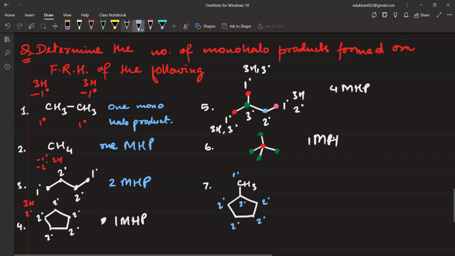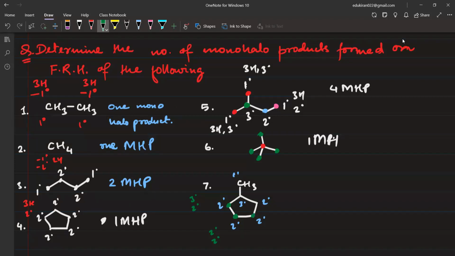So if I talk about this one here, this carbon atom, this 2 degree, is attached with 3 degree, 2 degree. And all of them are having 2 hydrogens, so I am not going to talk about 2 hydrogens. So this 2 degree is attached with 3 degree and 2 degree. What about this 2 degree? It is attached with 2 degree and 2 degree. So I can say both of these are different.